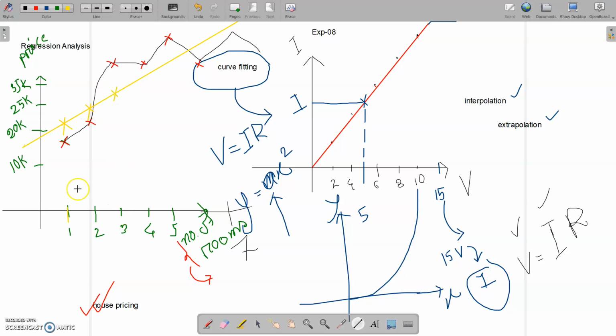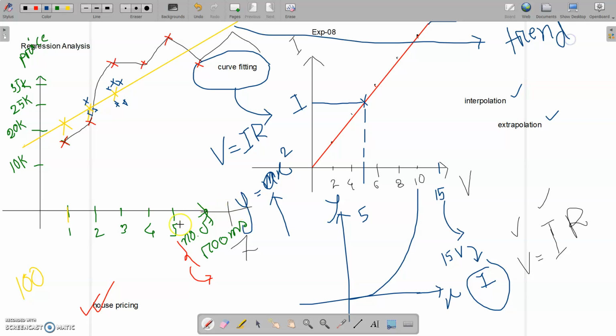So far we have only plotted 6 houses. If you increase the data, say you measure 100 houses, you will see that most of the data, when there are 2 bedrooms, should be closer to this line. One of the houses may be a little bit higher, but most of the houses' prices should be closer to this line. So this line is actually representing the trend of the data.